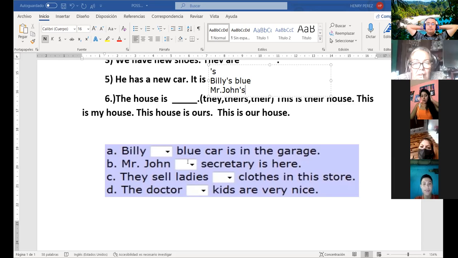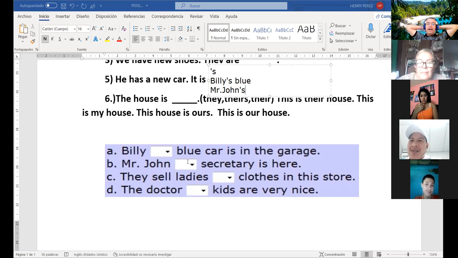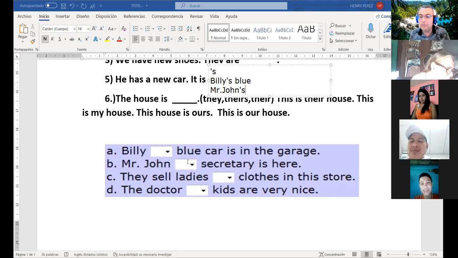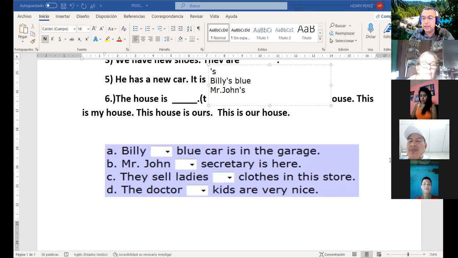Ella es la secretaria de John está acá. Very good. Right? La secretaria de Mr. John está aquí, o está acá, como dijo Ronald. Very good, very good. Remember, el apóstrofe es cuando vamos a dar posesión de algo, utilizando el nombre de la persona. Okay, Ronald, continue, please.